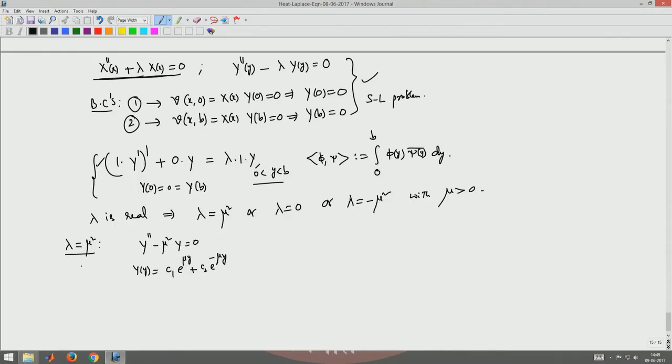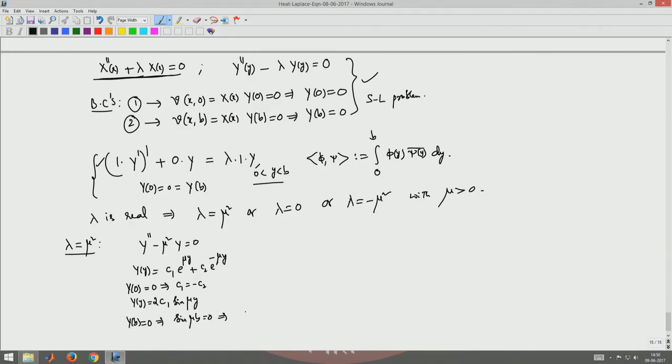So this lambda is not an eigenvalue. Okay, anyway we can repeat the same. So y of 0 is 0 will give me c1 equal to minus c2. So your general solution is 2 c1 sinh mu y. Now if you apply y at b equal to 0, it will give me sinh mu b has to be 0.